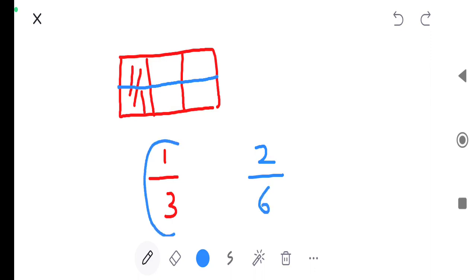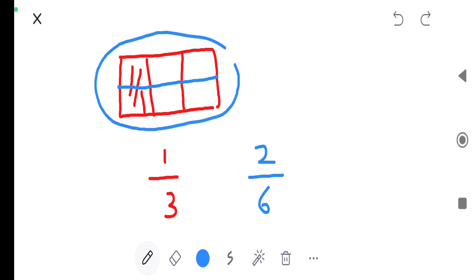1 over 3 and 2 over 6 are equivalent, meaning they are equal. They are equal because we got the two of them from the same rectangle, which is this rectangle.